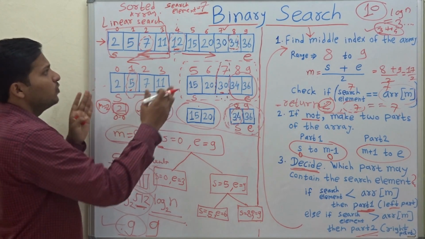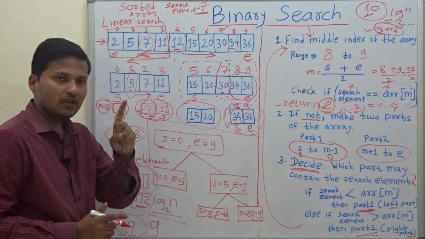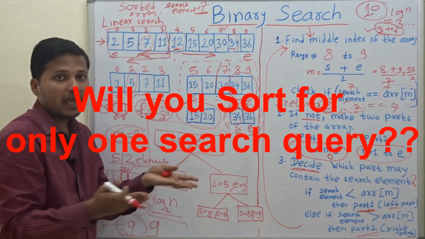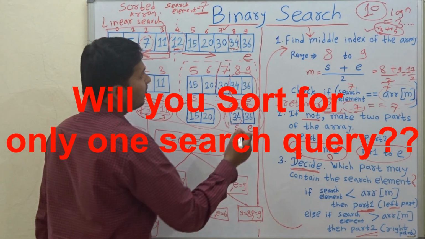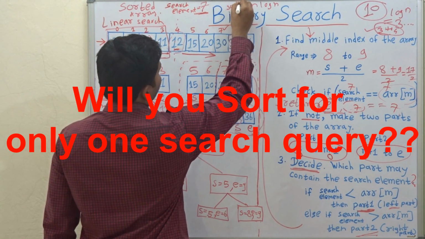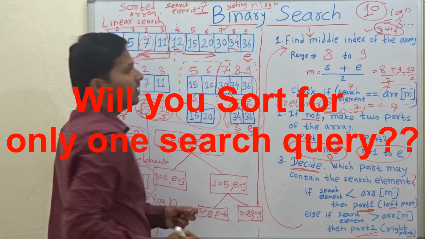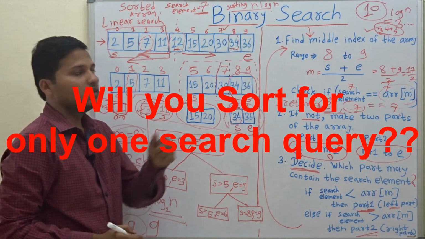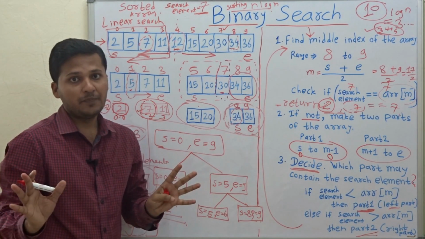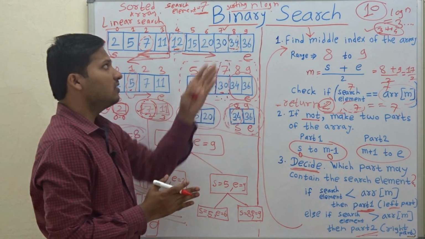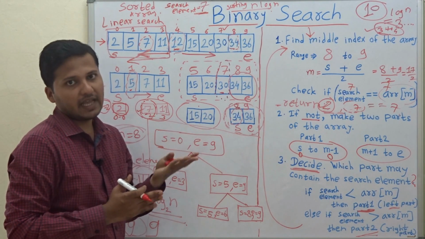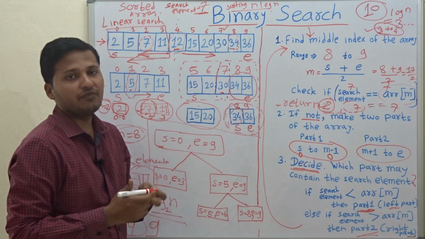Suppose you have only one search query. For that one search query you would have to sort the whole array, and the sorting time complexity is n log n. So for only one search query, this n log n time complexity is not affordable. You can sort the array only if you have many search queries for that array. That time it works efficiently.